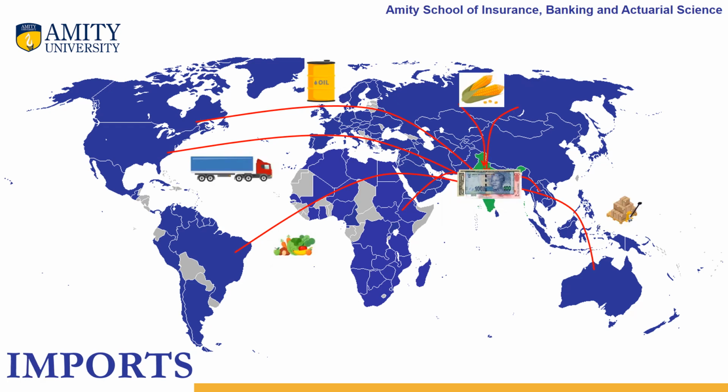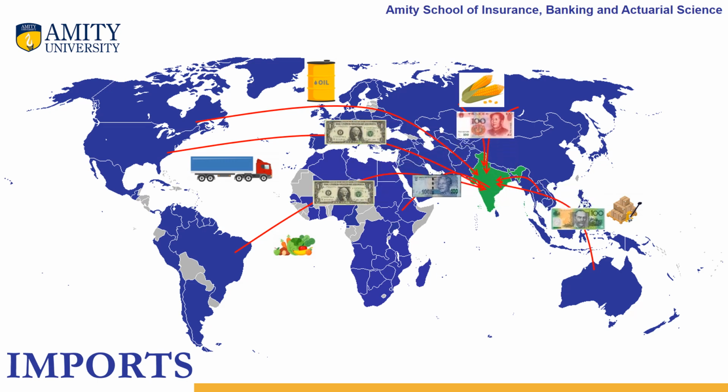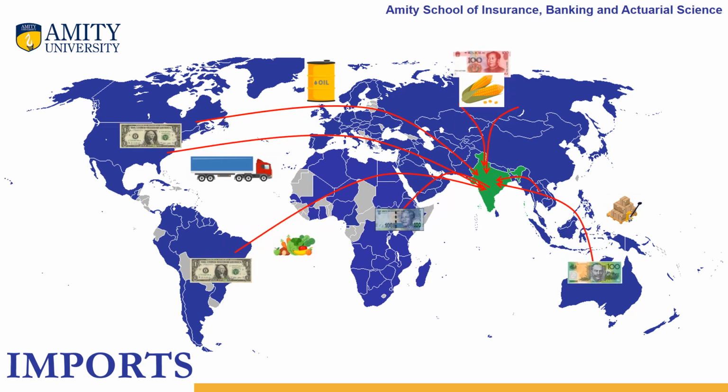Similarly, we are importing goods and services from foreign nations. We may be importing oil, we may be importing technology, or maybe we are importing some other goods and services from these foreign nations, and in return, the foreign currency is moving out of the nation, because for buying these goods and services, we have to pay these countries in their own currency. So goods and services are coming to the nation, whereas the foreign currency is going out of the nation.